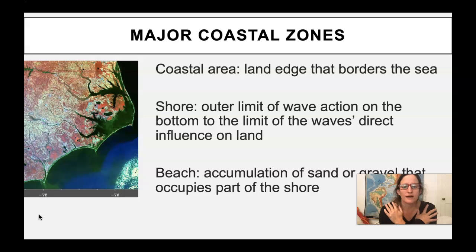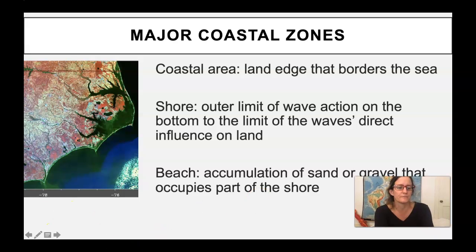Coastal areas are the land edge that borders the sea. So we're talking about the area sometimes covered by the water, depending on the tides, and sometimes not. The shore is the outer limit of wave action on the bottom to the limit of the wave's direct influence on land. So from wave base, kind of where the wave action is, up to where like the highest high tide. And the beach is the accumulation of sand or gravel that occupies the shore.